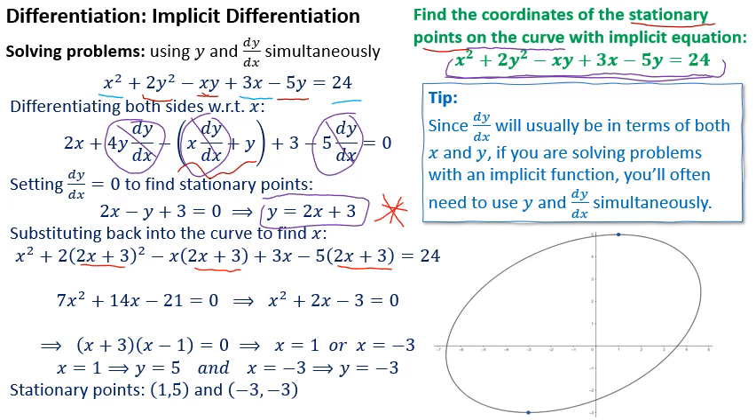But you can see the points we're interested in, the point 1, 5 and the point minus 3, minus 3. They are stationary points. They're points where the gradient is 0. And if you wanted to find points where the gradient was something else, all you need to do, instead of replacing dy by dx with 0, is replace dy by dx with something else.